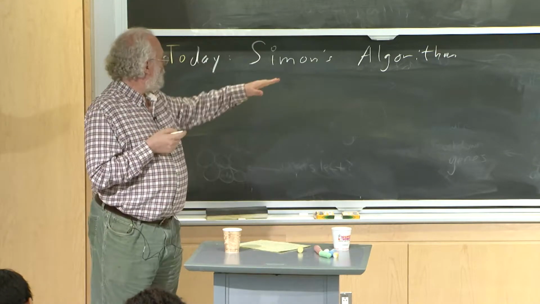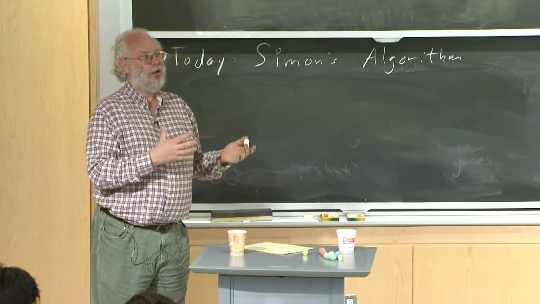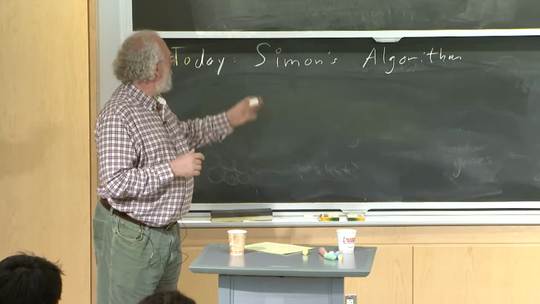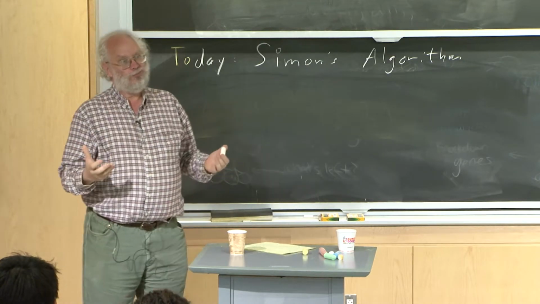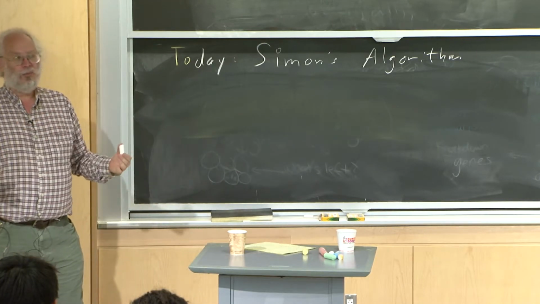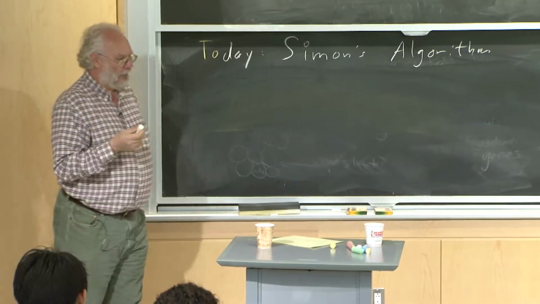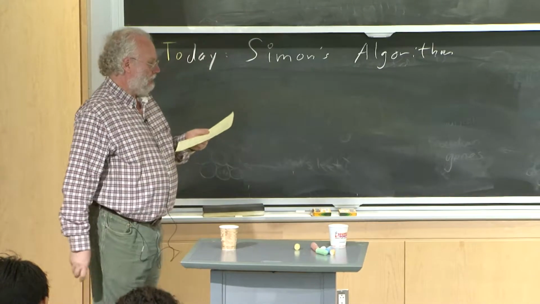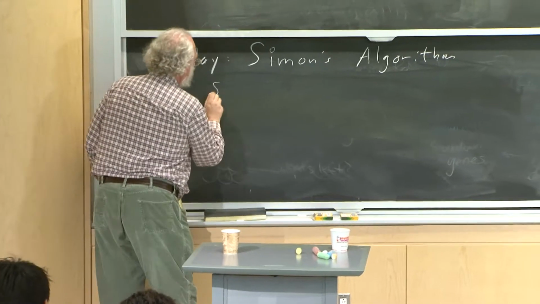And Simon's algorithm is not that far, in some sense, from the factoring algorithm, which we're doing next. So by seeing how Simon's algorithm works, you'll be prepared to see how the factoring algorithm works. The factoring algorithm is quite a little bit more complicated, but it runs along the same basic lines. So what does Simon's algorithm do? Well, it solves Simon's problem.